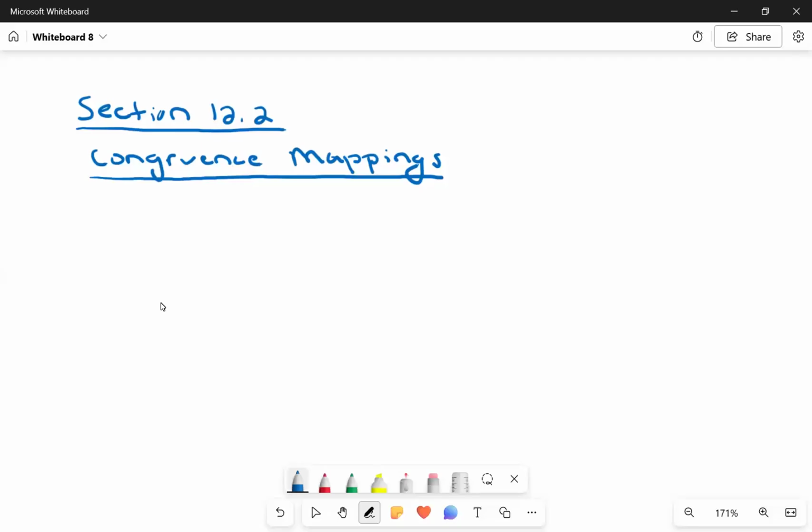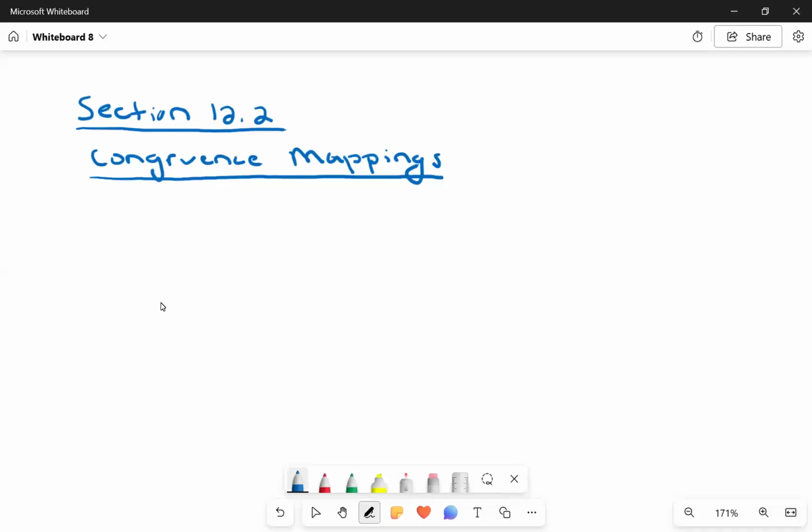In this video, we're going to talk about congruence mappings. We talked about congruent triangles and congruent figures in the last section. This section ties together the discussion about congruence and pairs it up with what we've talked about previously about rotational symmetry, reflectional symmetry, and then even ties into tessellations.